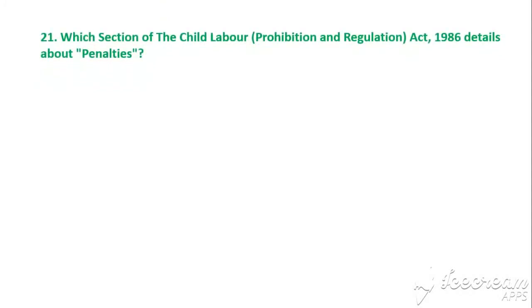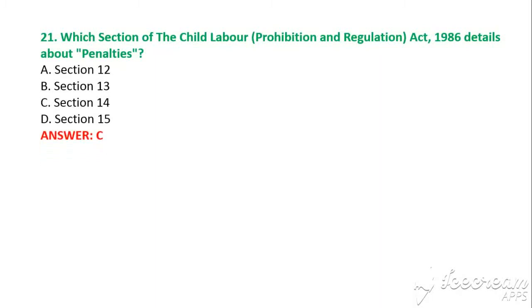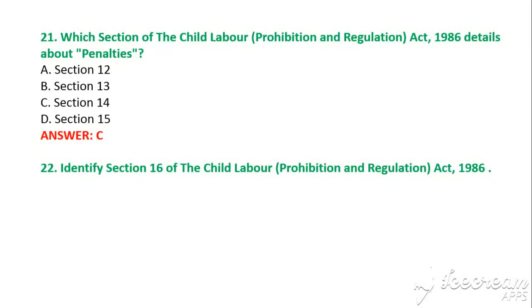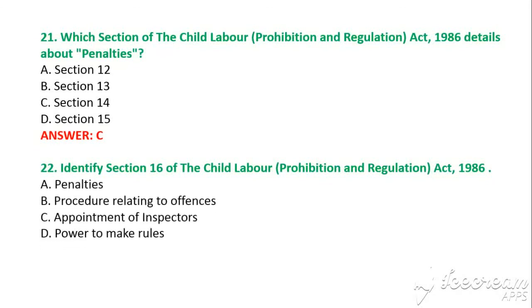Which section of the Child Labour Prohibition and Regulation Act 1986 details about penalties? Section 12, 13, 14 and 15. Section 14 says about the penalties. Then section 16, what does it say? Penalties, procedure relating to offences, appointment of inspectors, power to make rules. Yes, B is right. Procedure relating to offences. So section 16 of this Act says about the procedure relating to offences. B is right.